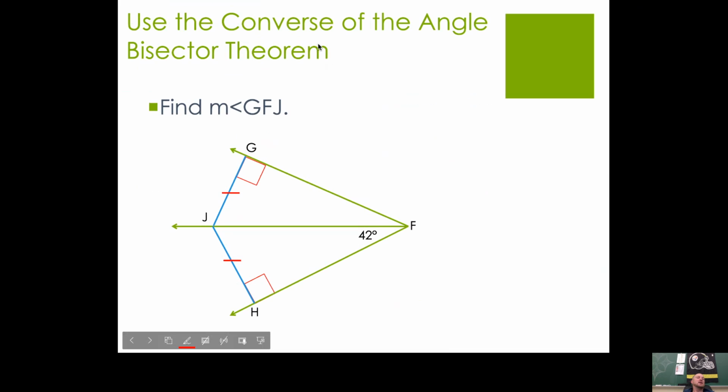Okay, so we'll try an example. Let's use the converse of the angle bisector theorem. Here you have an angle. Here's a point J that's on a ray. This point J is the same distance to this ray as it is to that ray. So you need those right angles. You obviously need those marks. If this angle is 42 degrees, what's the measure of angle JFJ? It's also 42 degrees. It's a very, very simple theorem. This triangle is congruent to this triangle.